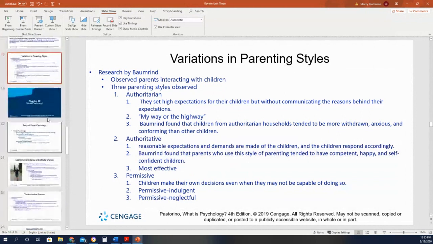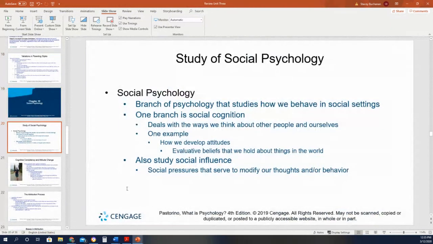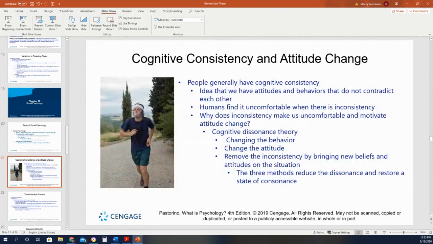So, let's see. All right. I'm not going to spend a lot of time on these first parts. I'm going to mostly focus on the last chapter and the last parts of chapter 10. So, as you recall, the study of psychology of how we behave in social settings is social psychology. Specifically, they would study how we develop our attitudes, so our beliefs about things, and how, say, peer pressure works or social influence. One thing they study is the idea of cognitive consistency, and that's where the idea of the cognitive dissonance theory came about.